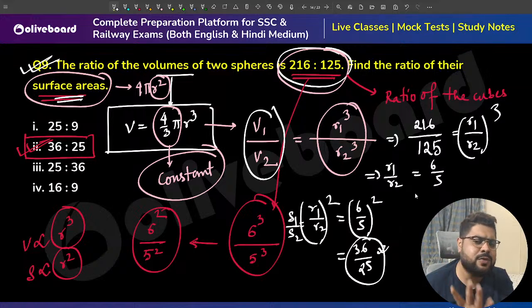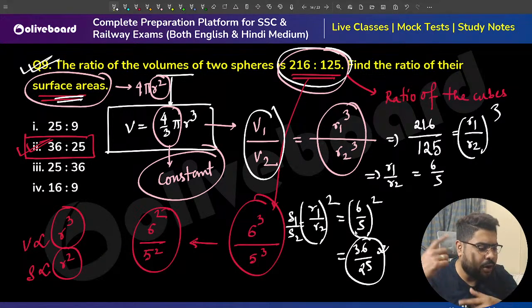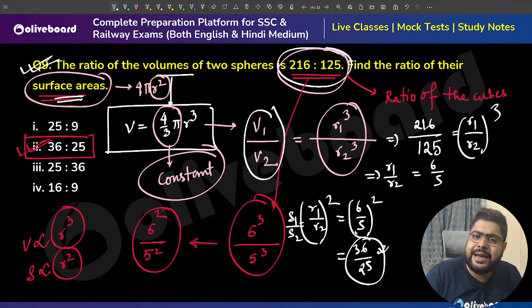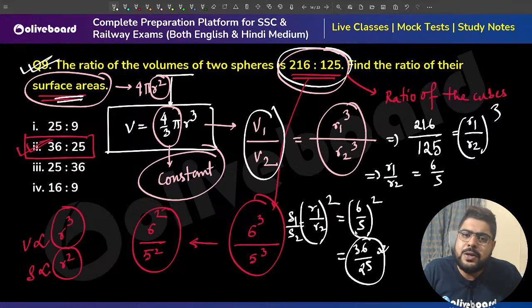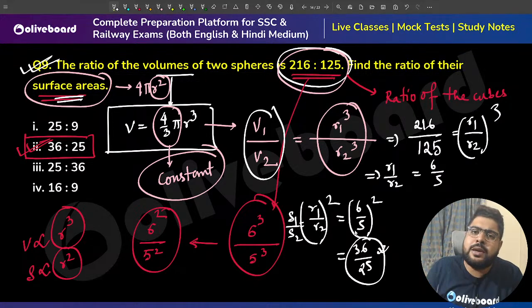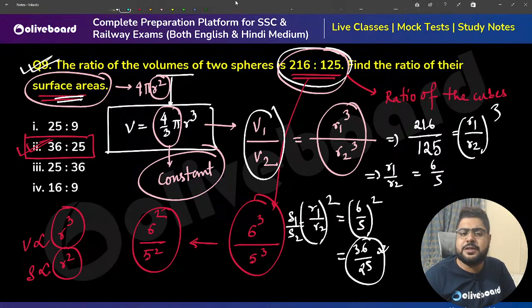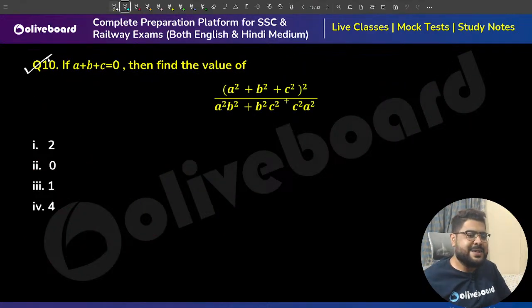But again, I will not suggest you do it mathematically. Think a little bit. Logic is always important. Volume varies with cubes, and surface area will always vary with squares. So the cube ratio is this, the square ratio will be that. So you do it. That is much faster.